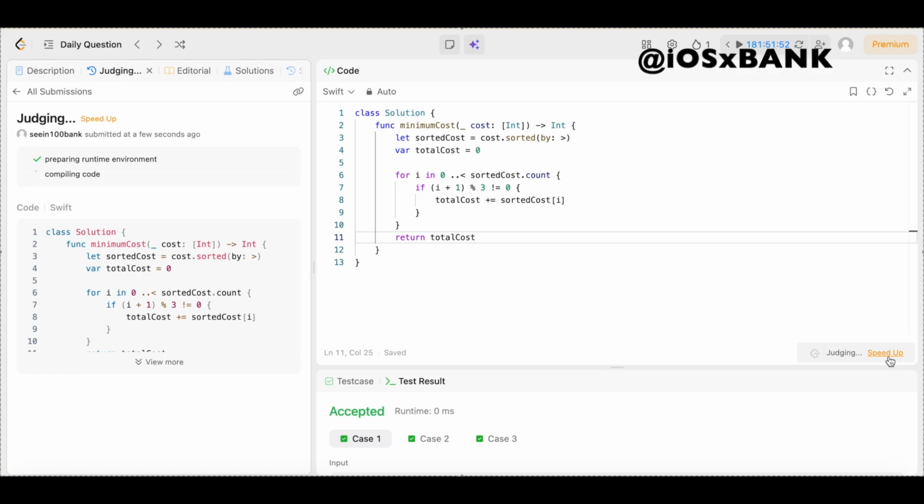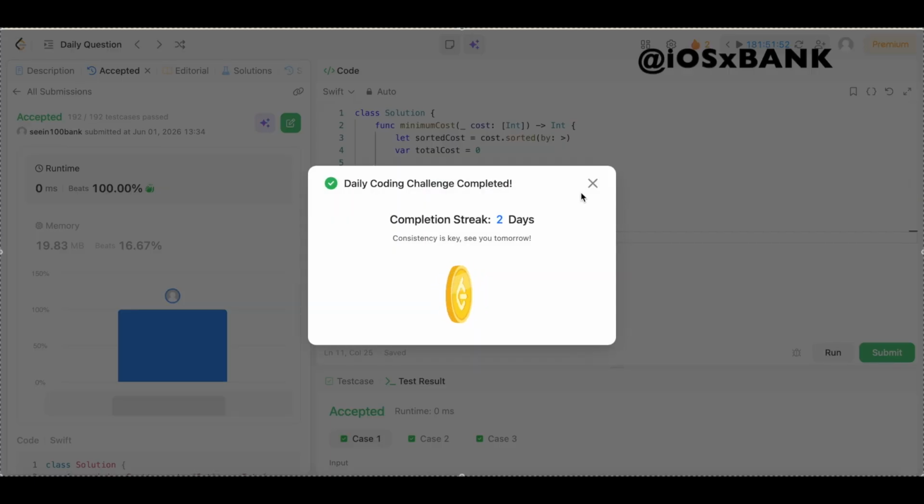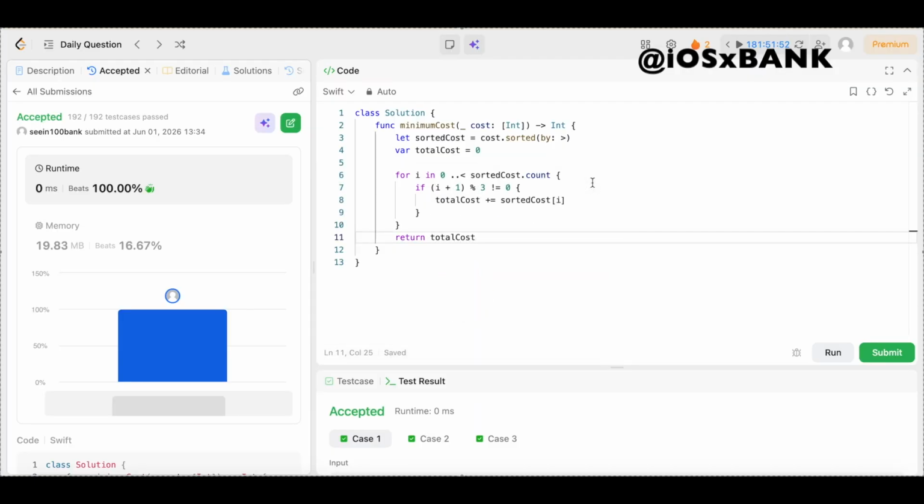Let's see. And look at that, y'all. 0 milliseconds beats 100% of users. That's what I'm talking about. That's what I'd like to see, y'all.